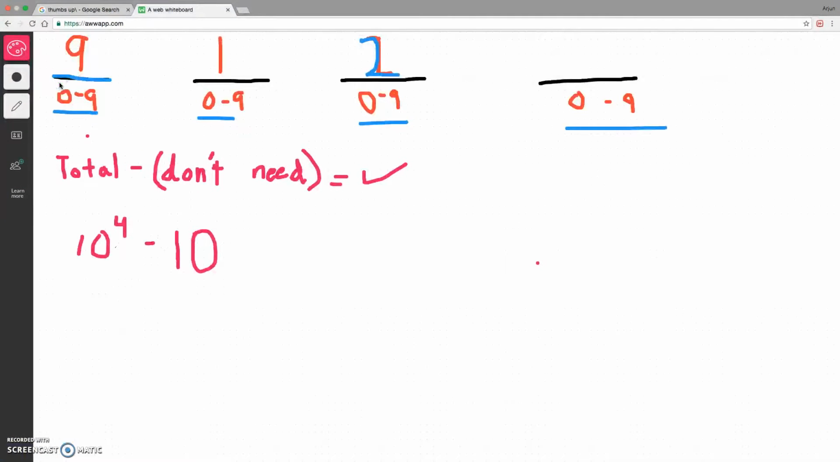Today we're going to look at some contest problems, and I'm going to teach you how to solve them. Here's how the first problem works.